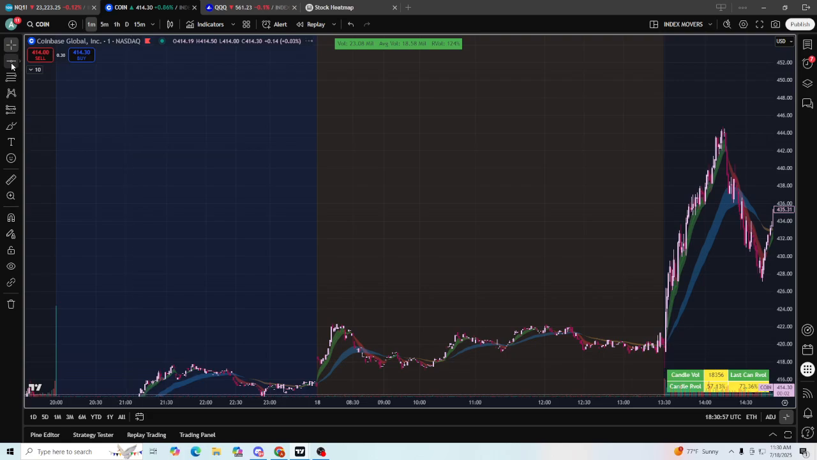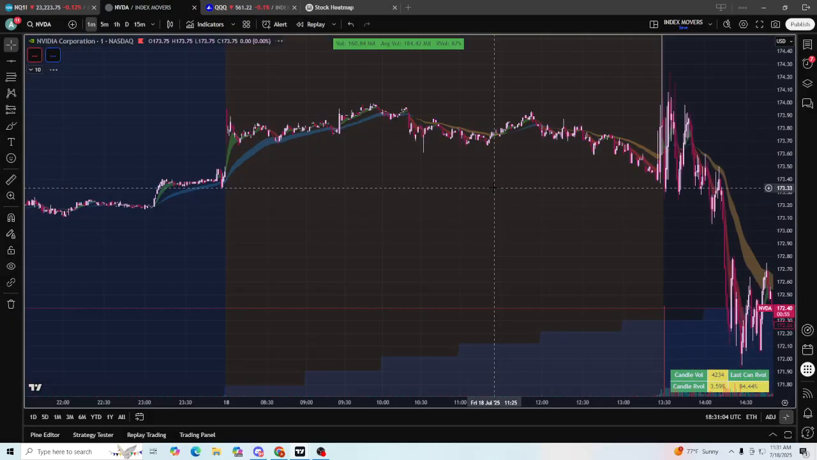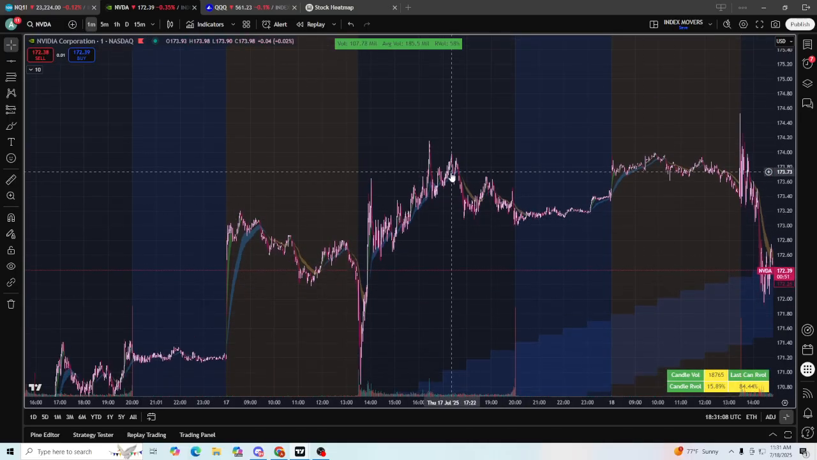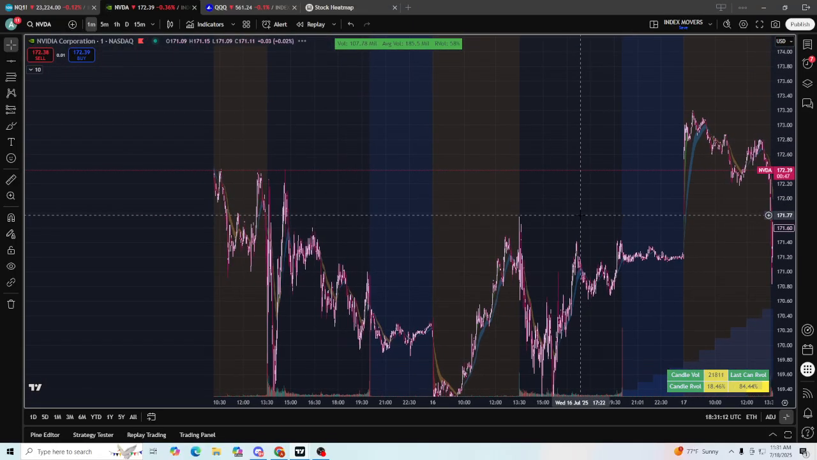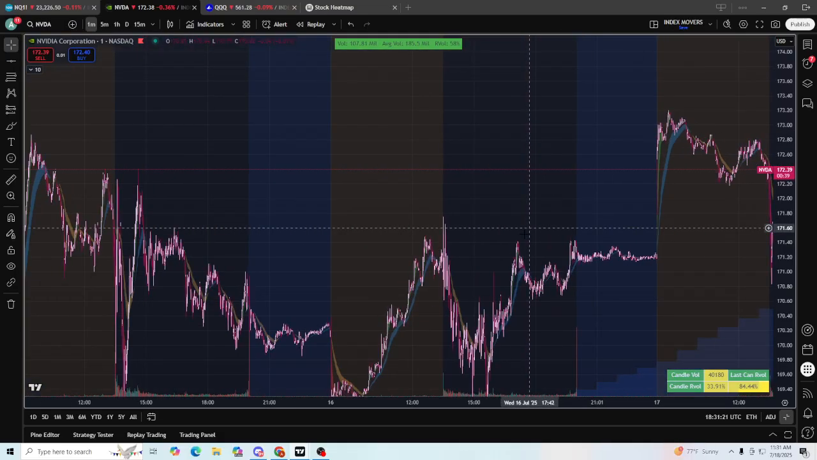Now, let me give you an example of, let's just say, NVIDIA. Trying to find an example of when this thing went just nuts. I think it was here, maybe?